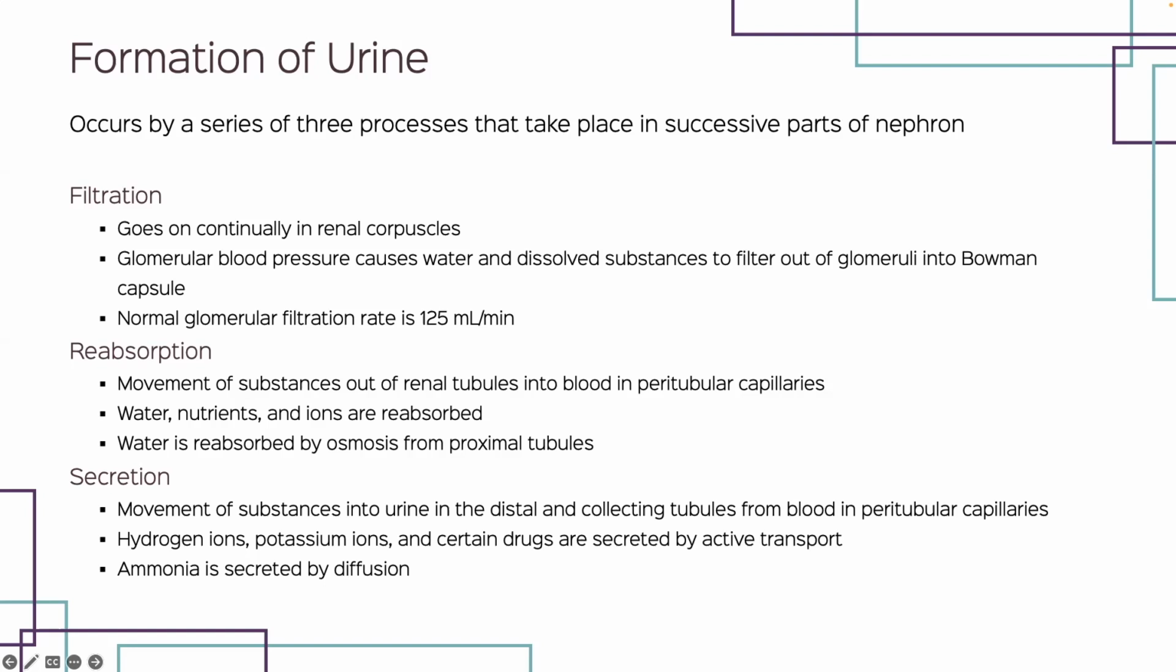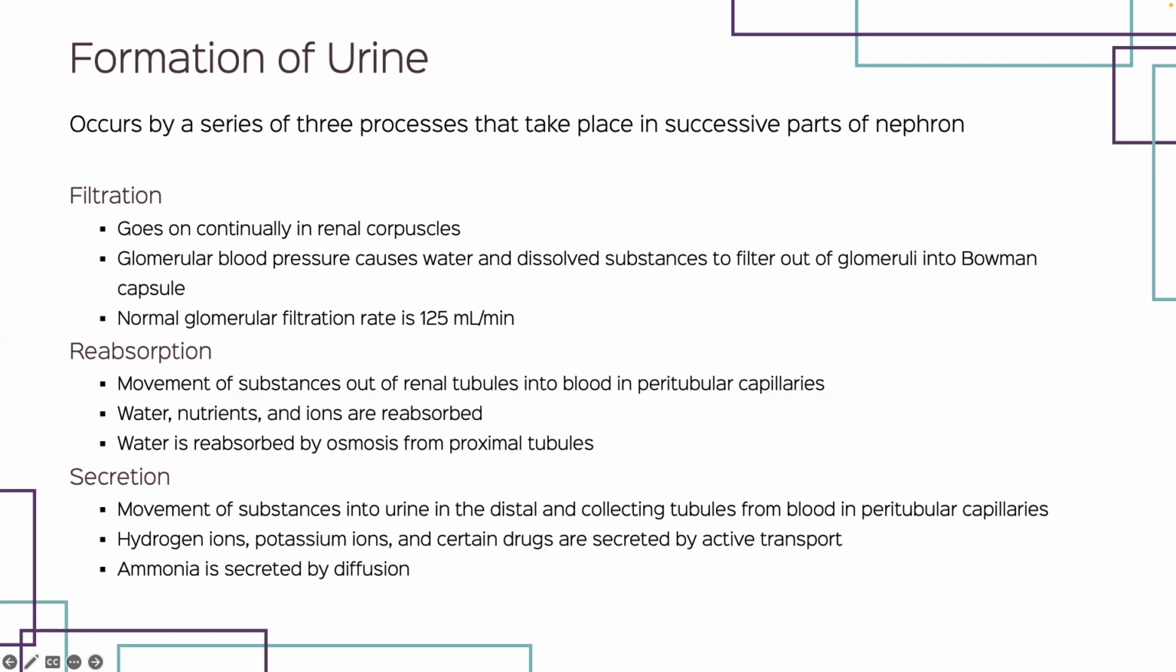Urine formation begins with a process of filtration, which goes on continually in the renal corpuscles. Blood flows continuously through the glomeruli and exerts pressure, and this glomerular pressure is high enough to push water and dissolved substances out of the glomeruli into the glomerular capsule. Briefly, glomerular blood pressure causes filtration through the glomerular capsule membrane.